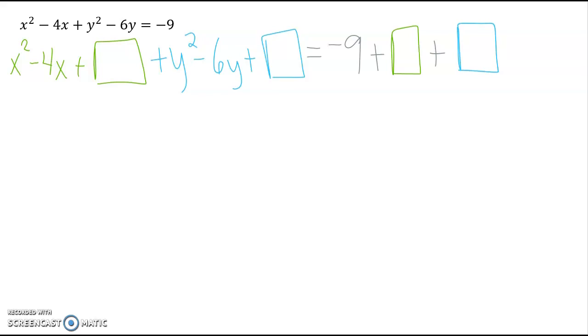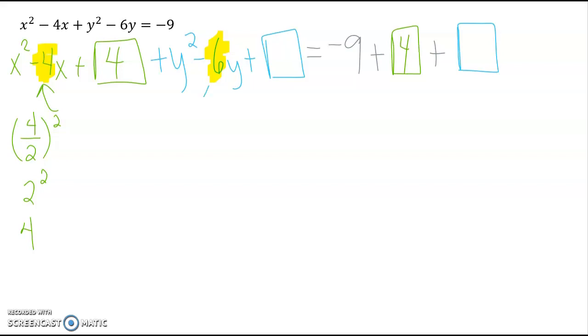And to find those values, this is where our completing the square method comes into play. What we need to do is look at that number in front of x and the number in front of y and use those to figure out what goes in our boxes. So let's first look at our x values. I know there's a 4 in front of x. So just like when we were completing the square, we're going to take that number, divide it by 2, and square it. 4 divided by 2 is 2, and 2 squared is 4. So we're going to put 4s in each of the green boxes.